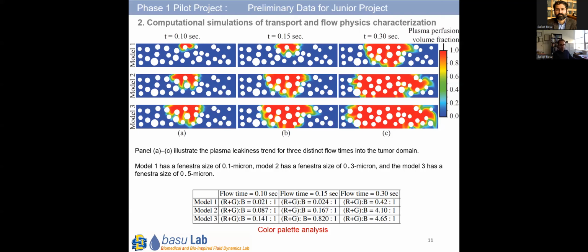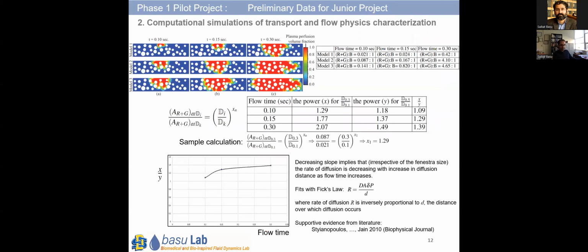For a quantitative analysis, we have resolved the color scheme and have obtained the ratio of the red plus green zones to the blue zone. We have then computed the exponential scales that would relate the color differentials to the opening diameter ratio. So here X is the scale between models 1 and 2, and Y is the scale between models 1 and 3. The ratio X over Y flattens over time, implying that the rate of diffusion is decreasing with increase in diffusion distance.